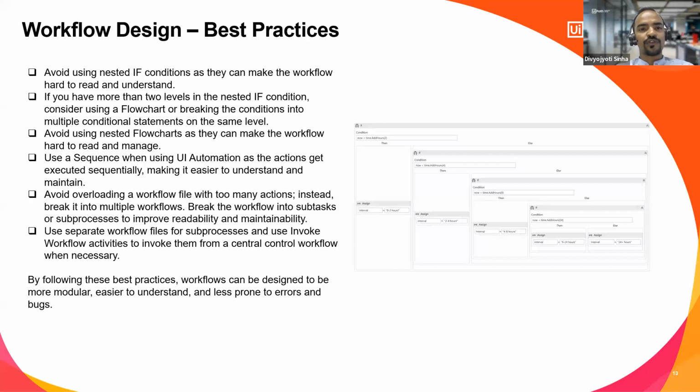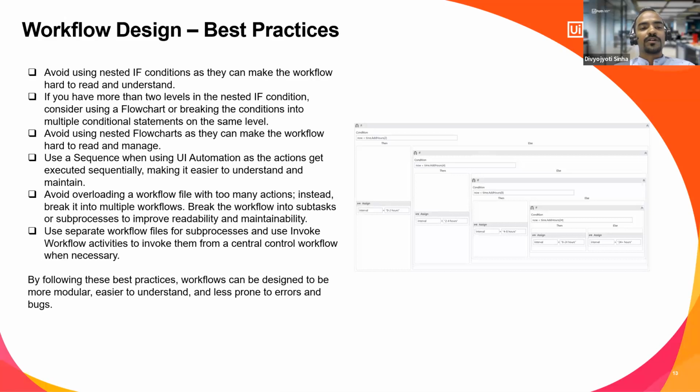From the workflow design aspect, we also have some best practices. You should avoid having any nested if conditions, and even if you are using if conditions, they should not have more than two levels. If it has those kinds of complicated nested ifs, it is always recommended to use a flowchart and not a sequence, right? Also, use a sequence only for UI automations, when your entire operation is linear with no complicated logic or decision-making points.